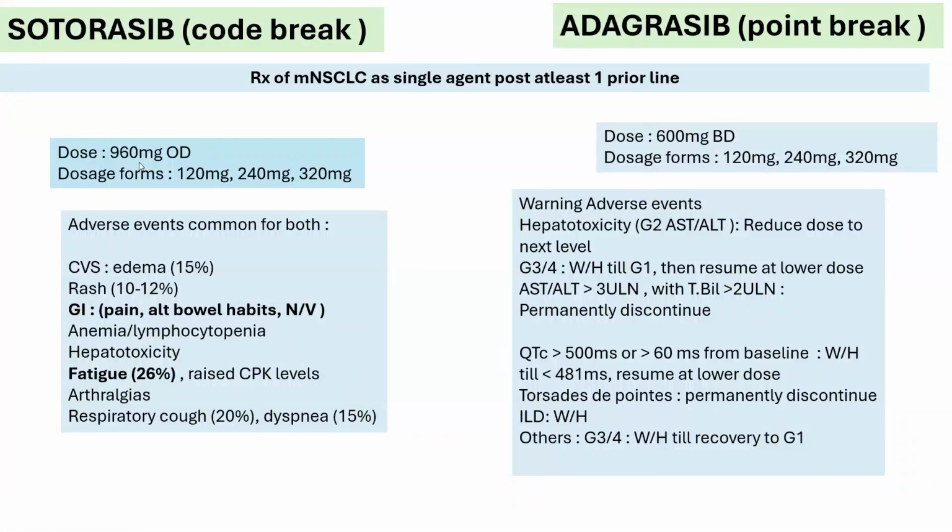The most common side effects that have been seen in the CodeBreaK study were abdominal pain and altered bowel habits. So predominantly the GI side effects. Both of them have similar side effects, GI side effects and fatigue, and also raised myalgia. So these patients should also be monitored by CPK levels. And edema is also a significant side effect, with skin subcutaneous thickening. For adagrasib, we use a dose of 600 mg BD.